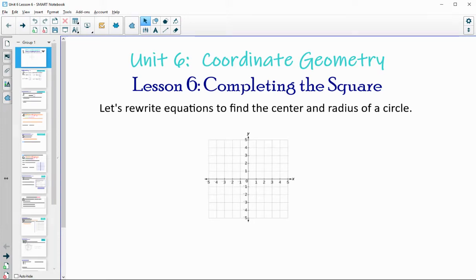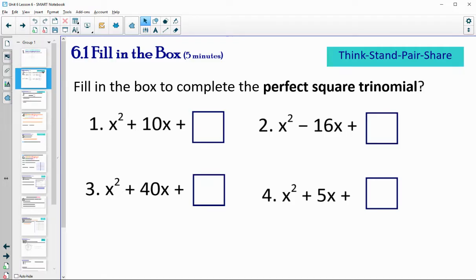In lesson 6, we are going to continue our work with square binomials and circles to rewrite equations to find the center and the radius of a circle. So think back to lesson 5 and think about the patterns that you noticed when you multiplied out binomials, and come up with the final term here that would make this into a perfect square binomial. So go ahead and try that and then come back.